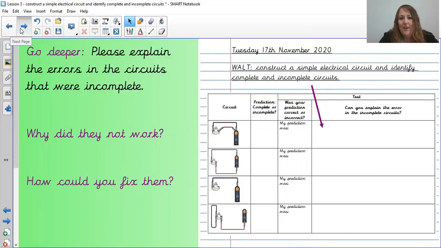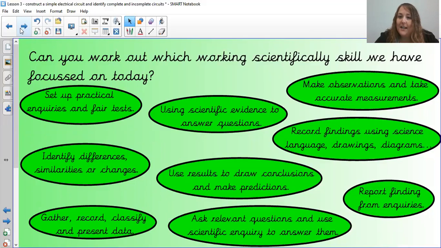Before I leave you to have a go at that, or if you've come back after you've had a go, just have a think about the working scientifically skill that we focused on today. Did you set up practical inquiries and do a fair test? Did you identify similarities, differences, changes? Did you gather, record, classify, and present data? Did you use scientific evidence to answer questions? Did you use results and draw conclusions and make predictions?